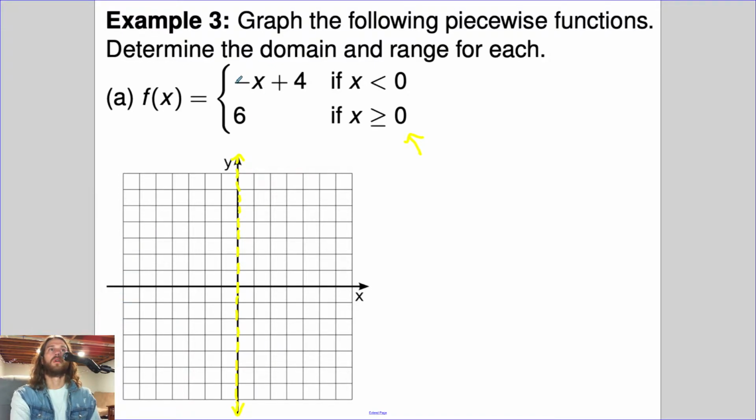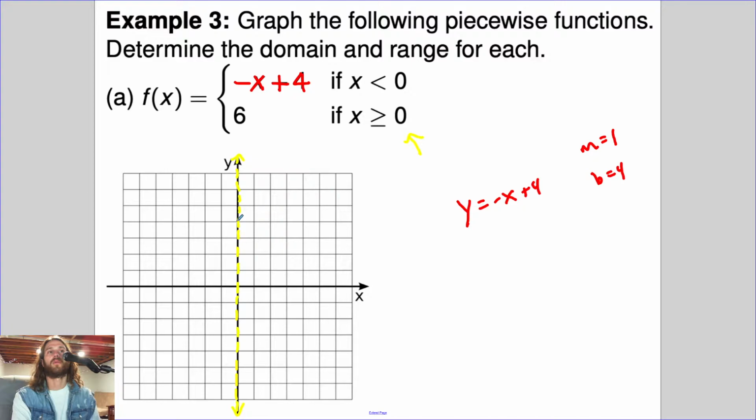Red. -x plus 4. All right, let's do this thing. -x plus 4. What does that look like? That's a line. So in red, y equals -x plus 4 has slope -1, y-intercept of 4.